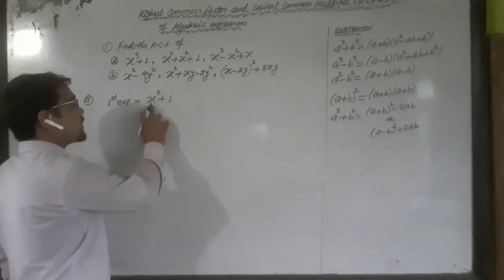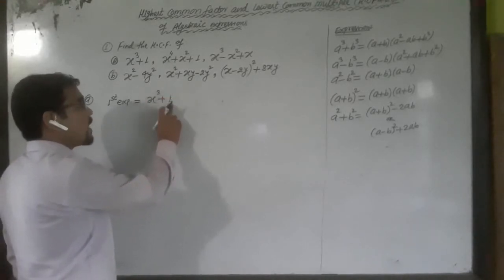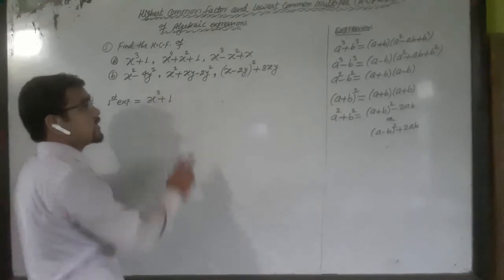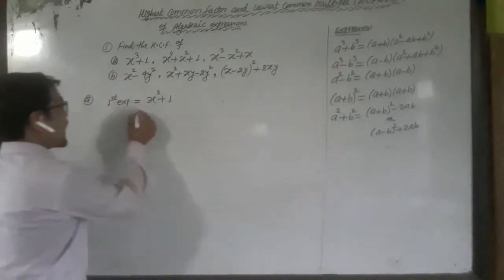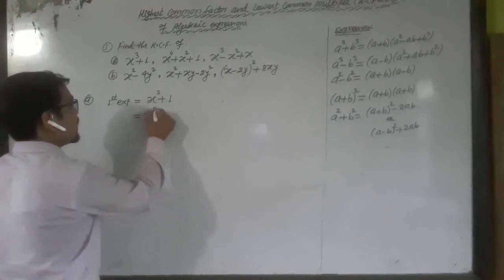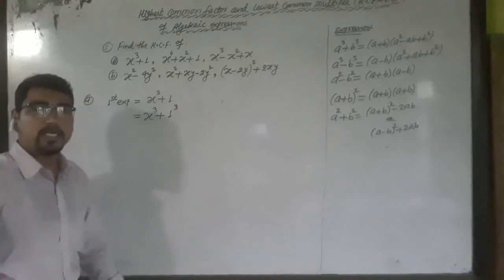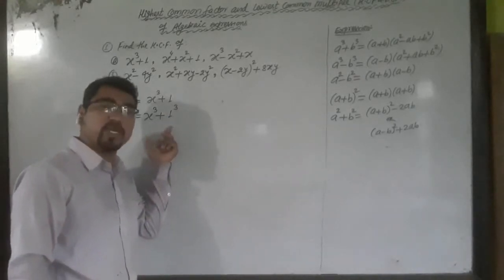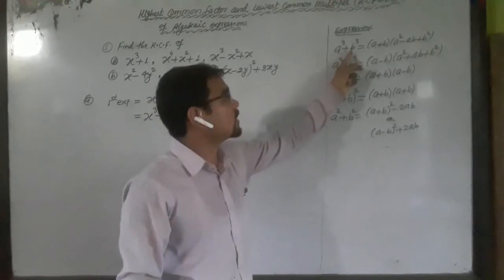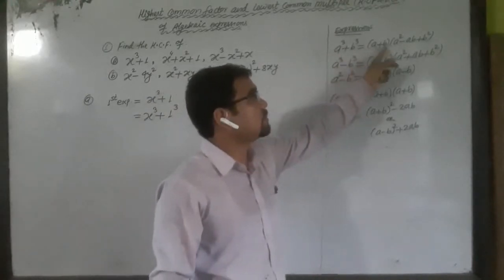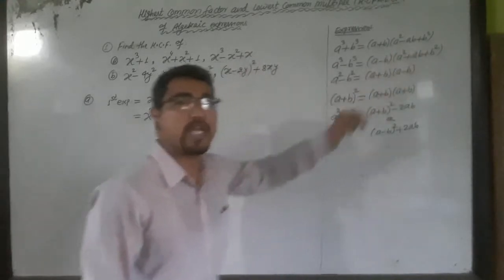I think x cube plus 1, this 1 we can also write as 1 cube. So 1 we can write as 1 power cube, such that we can apply the formula of a cube plus b cube. So here we can write x cube as it is, and plus 1 we can write 1 power cube, such that it is in the formula of a cube plus b cube now. So a cube plus b cube is equal to a plus b into a square minus ab plus b square. In this form we can write now.